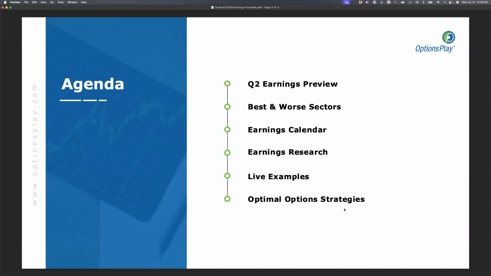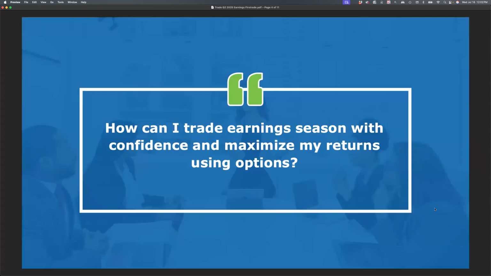Now, what we're going to go over today is a preview of earnings for the second quarter of 2025. We'll take a look at what have been the best and worst sectors for this particular earnings season, and the earnings calendar. Specifically, what I want to walk you through is my earnings research process to help me identify trades for trading earnings, by going through a few live examples and looking at the optimal option strategies that you could deploy for earnings season. But the primary thing that I want you to walk away from today's session with is a clear understanding of how you can maximize earnings season with confidence utilizing options.